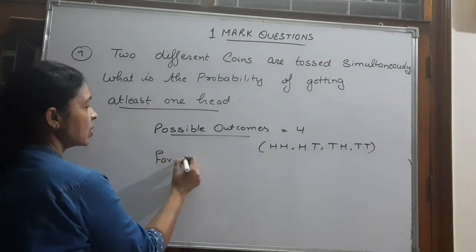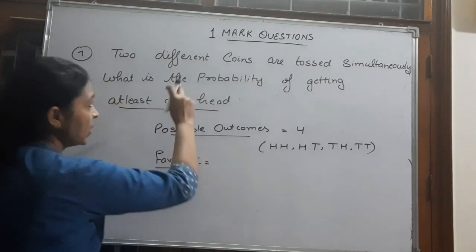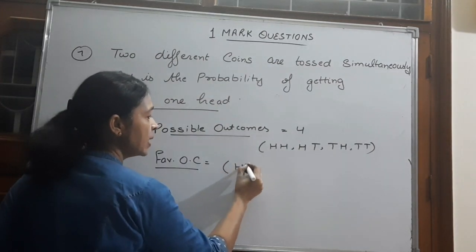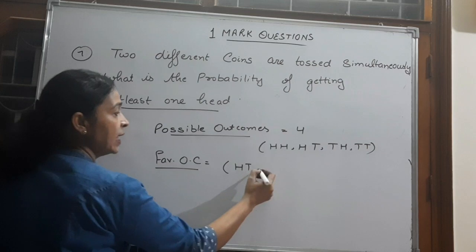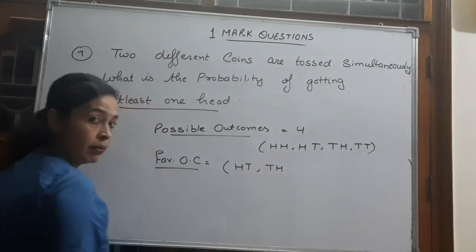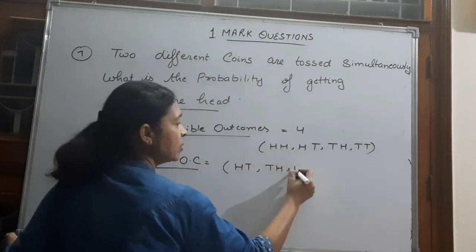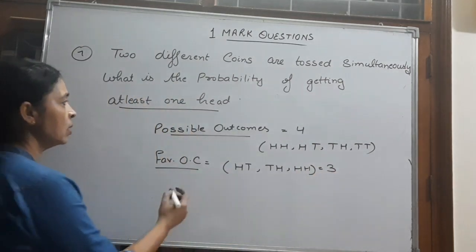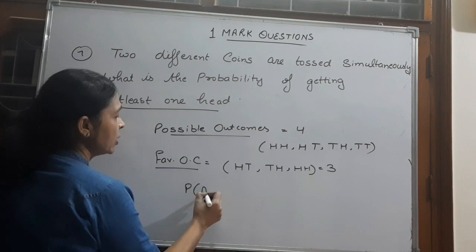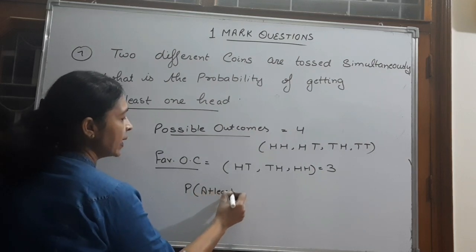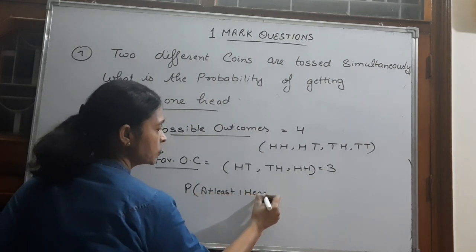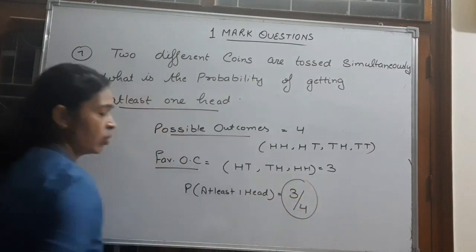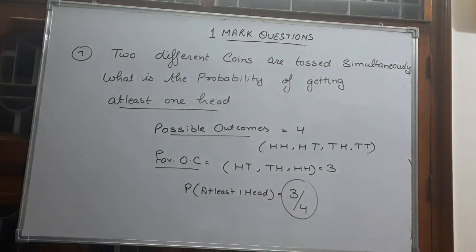What will be our favorable outcomes? What we need is at least one head. At least one head means first head and another tail, or first tail and second time head, or we can get both heads. Therefore, favorable outcomes are 3. Therefore, the probability of getting at least one head will be favorable outcomes, that is 3, upon total outcomes. 3 by 4 is our answer.